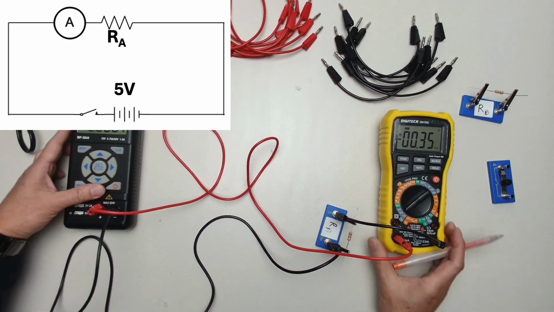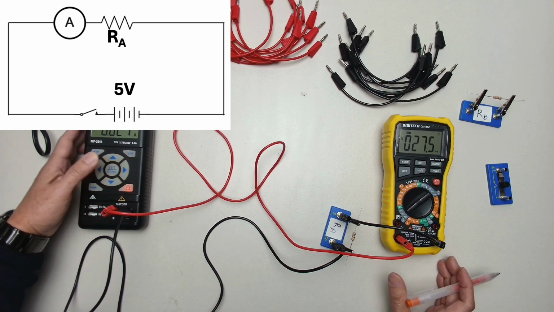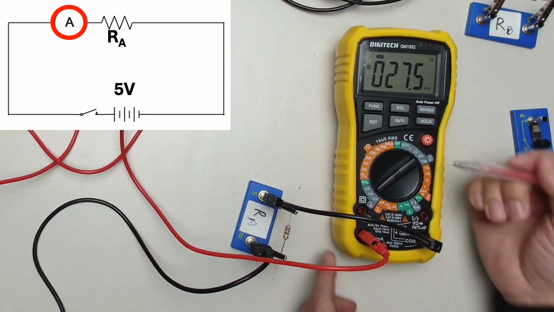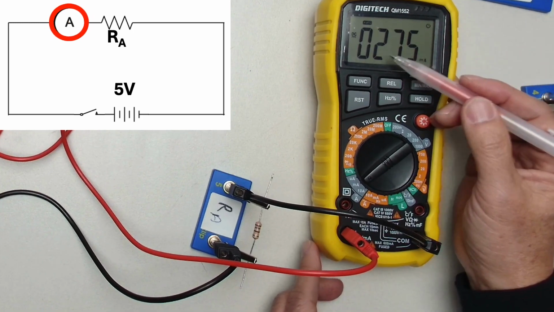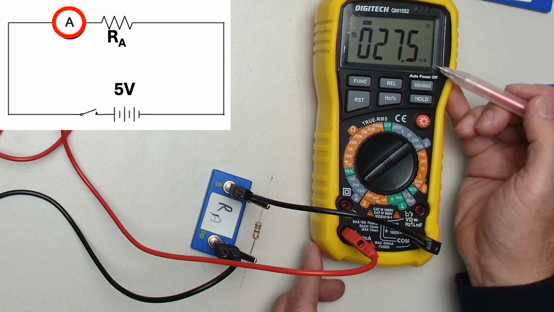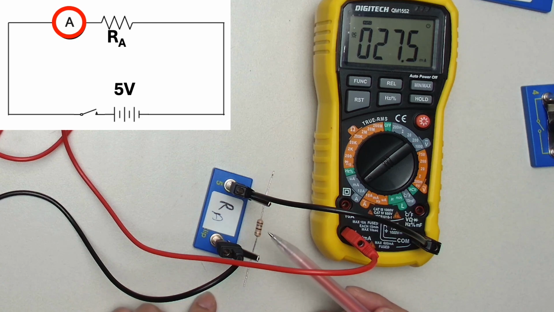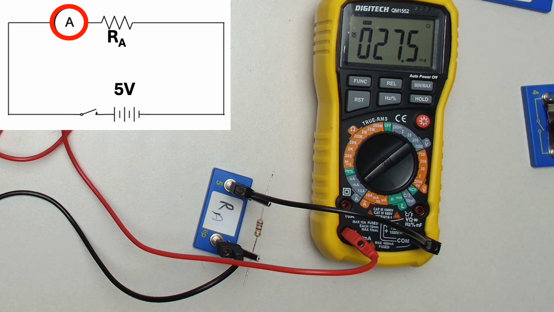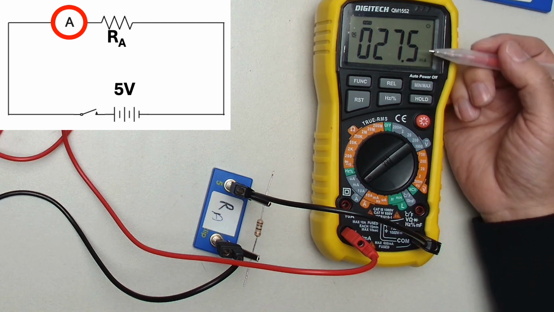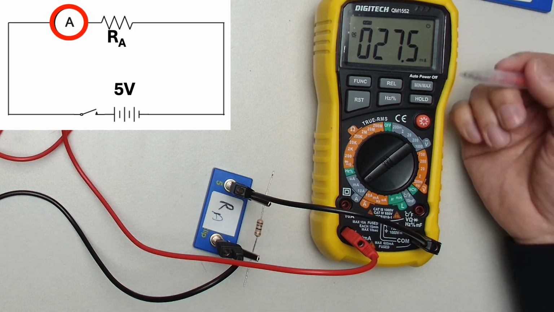Now I'm going to turn it on. And you can see here the reading. The reading is 27.5 milliamp. If you check the calculation with the nominal value of 5 volt and 180 ohm, you will find it's 27.8 milliamp. But remember, the resistor here is not really exactly 180 ohm. It's slightly off. So again, that's why this is slightly different from what you expect.